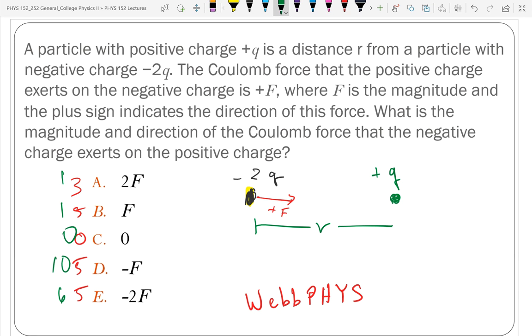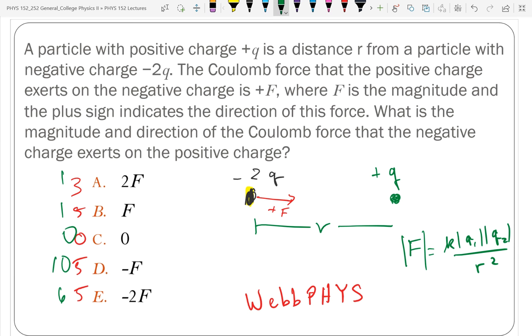There are 2 ways to answer this. The one that I heard Gila explaining was perfect. We have Coulomb's Law, which says that the force magnitude is k times the magnitude of charge 1 times the magnitude of charge 2, over the separation squared.